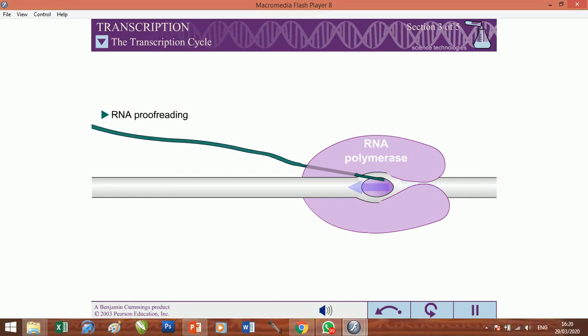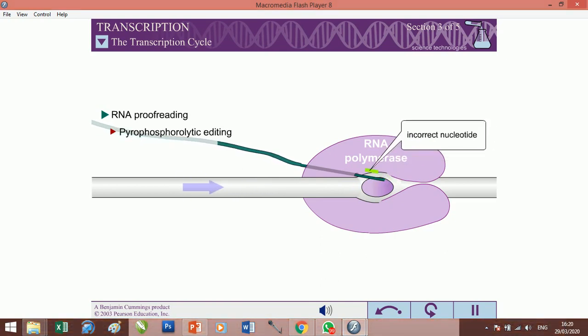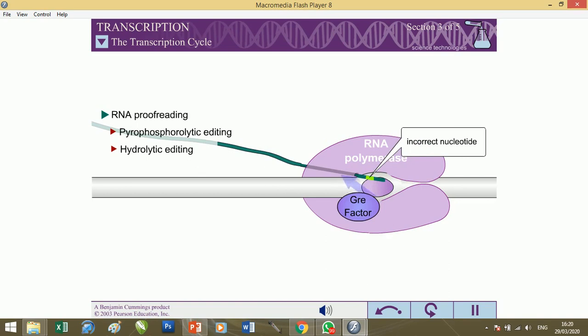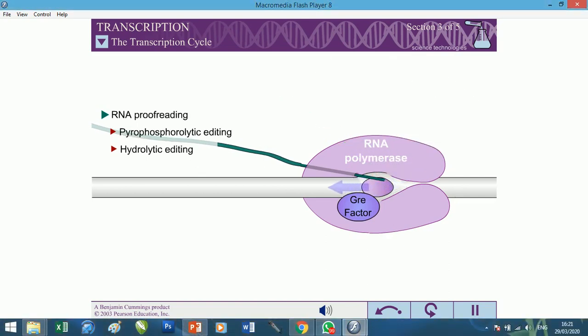The first mechanism is called pyrophosphorolytic editing and involves a simple back reaction to catalyze the removal of an incorrectly inserted ribonucleotide. RNA polymerase slows down when an incorrect ribonucleotide is added, making removal of an incorrect base more likely than removal of a correct base. The second mechanism is called hydrolytic editing and involves backtracking of the polymerase by one or more nucleotides to cleave the RNA product. In bacteria, hydrolytic editing is stimulated by GRE factors, which also serve as elongation stimulating factors.